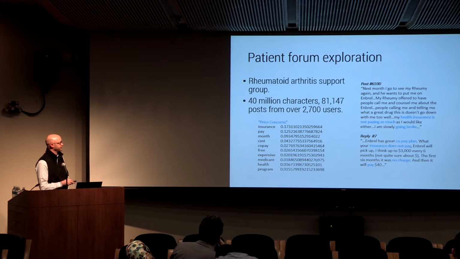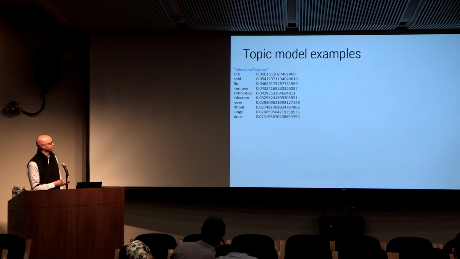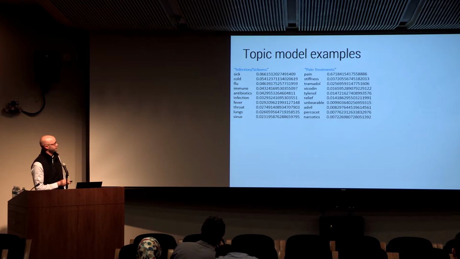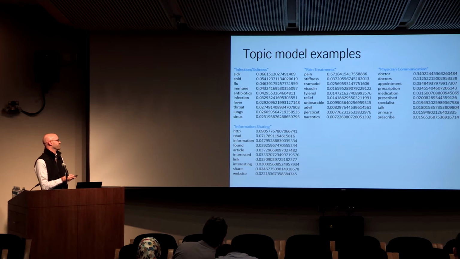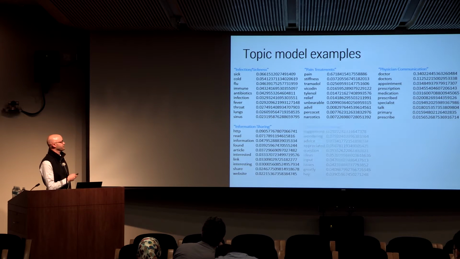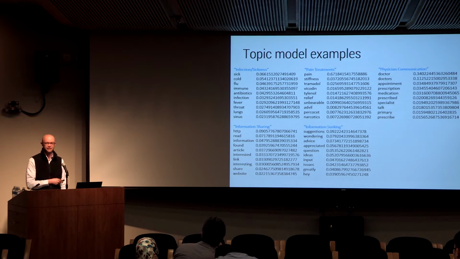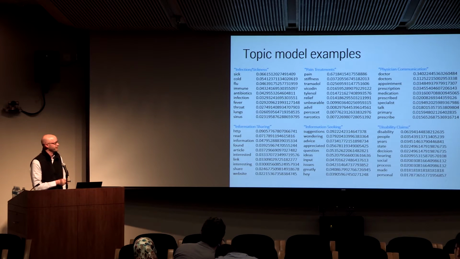Meaning just some other examples: infection and sickness, pain treatments, and I apologize for the ridiculous amount of significant digits here. That's what the model spit out, and I didn't want to go line by line and cut them off. Pain treatments, physician communication, so information sharing. So there's a lot of people that are saying, hey, look at this website I found, it could help you. There's a lot of people saying, hey, does anybody have a website that can help me? And then disability claims. So a lot of people wondering how they're going to pay for their very expensive treatment.